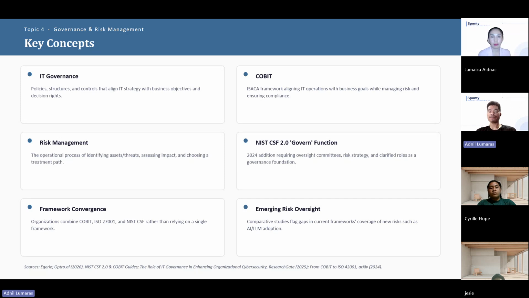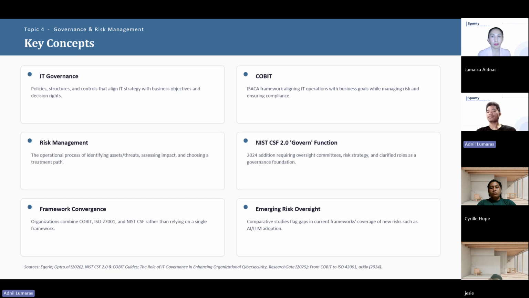To close, governance and risk management form the top layer that connects everything our group has presented today. Policies, roles, and compliance standards all exist to serve a governance structure that keeps risk visible, owned, and under continuous management. None of the four topics we covered today functions well in isolation. Together, they form one continuous, self-reinforcing security program.